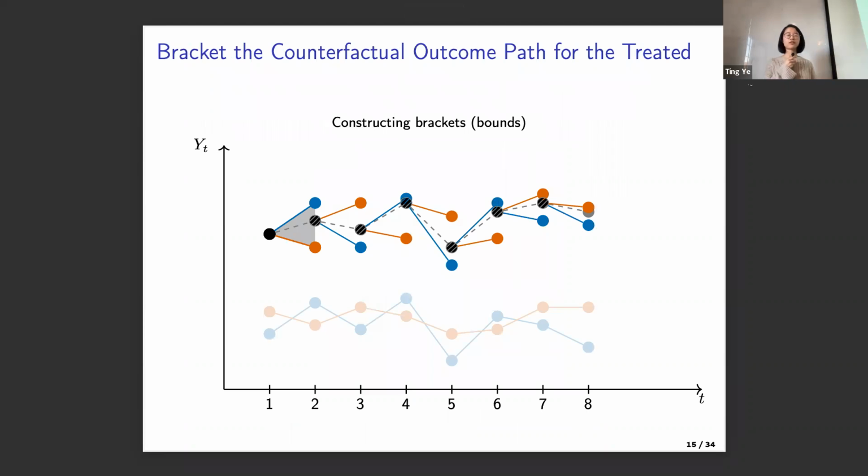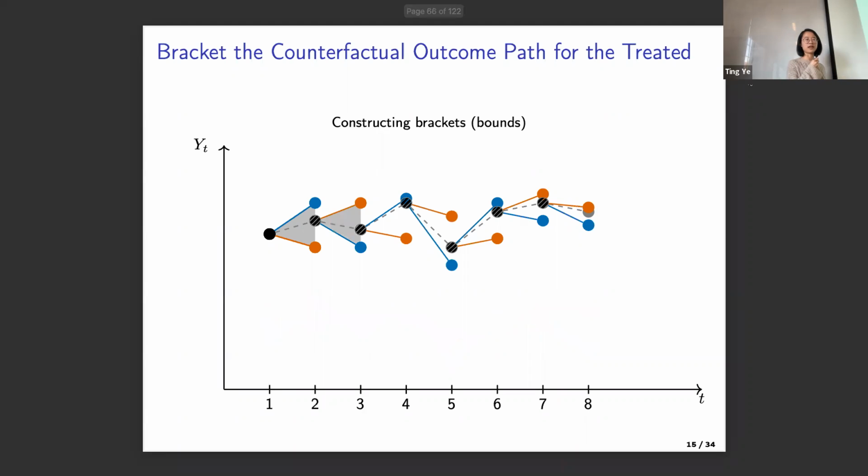So under these assumptions, we have now covered our key assumption, how it connects to existing methods, and how to select the control groups. Then we can bound the counterfactual outcome path for the treated group, based on these two control groups satisfying the monotone trend assumption. With 2 time points, it's easy. This gray area bounds the counterfactual outcome from point 1 to point 2.